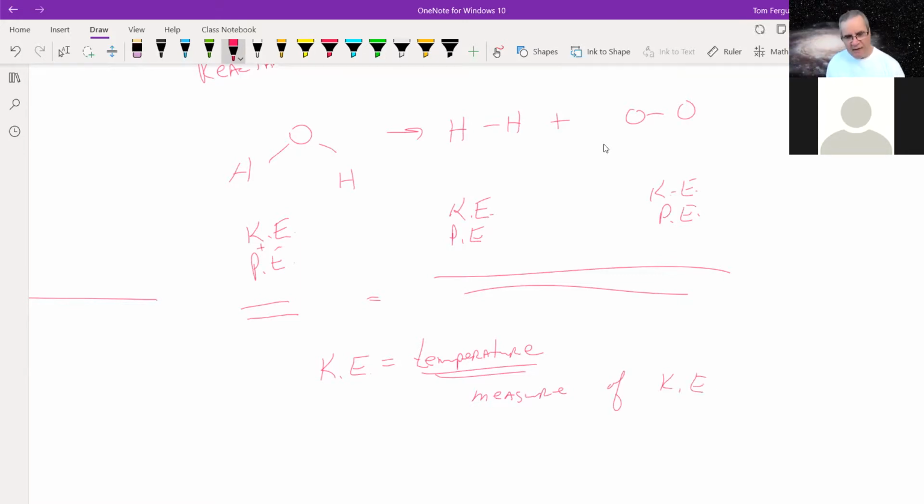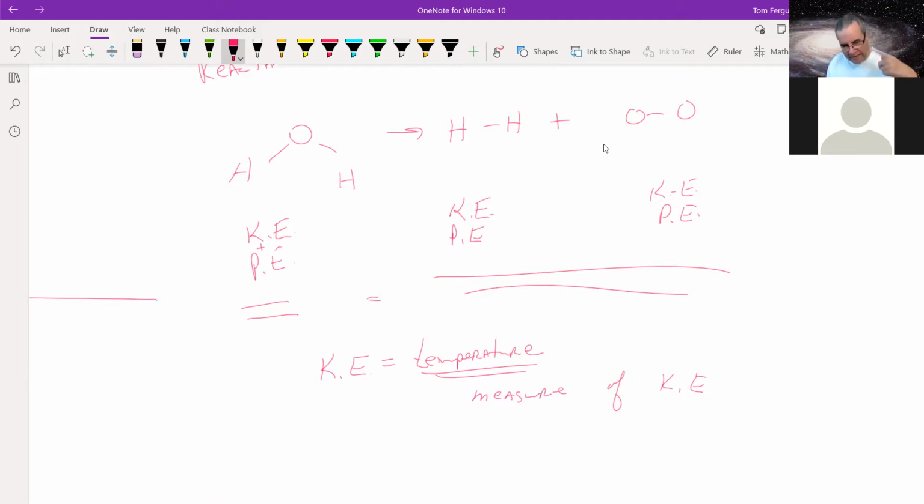So temperature is a measurement of kinetic energy. It's measured in either Fahrenheit, Celsius, Kelvin, Rankine. Different temperature units, but temperature is a measurement of movement of a molecule. So the more the molecule moves, the higher the temperature.